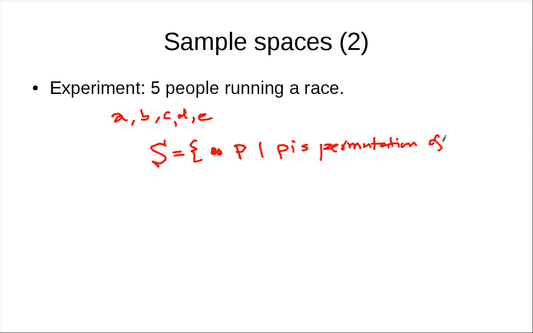If you have 5 people running a race, and our outcome is the order that these people finish the race, assuming there's no tie, then the sample space S is the set of all permutations of the set A, B, C, D, E. The size of S, as we have counted before, is 5 factorial.